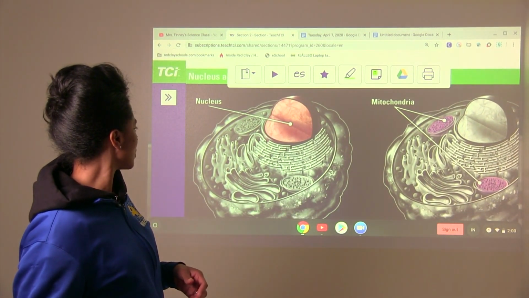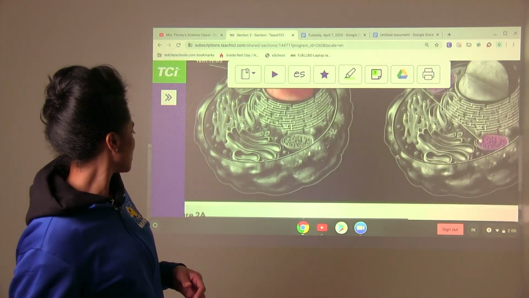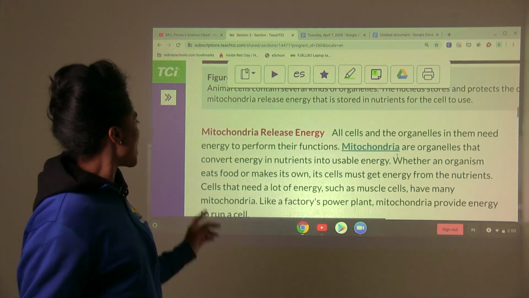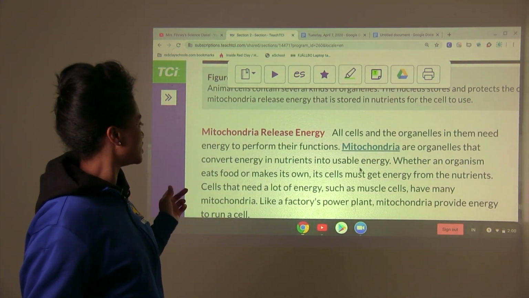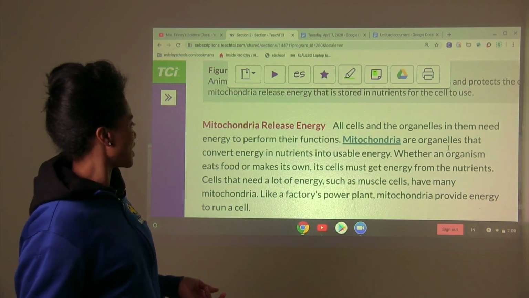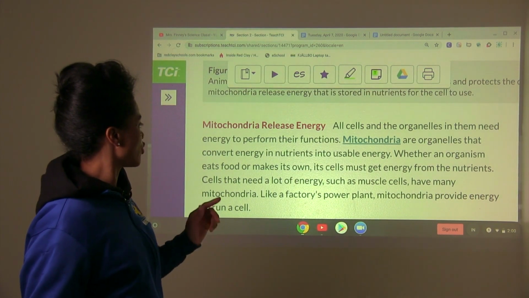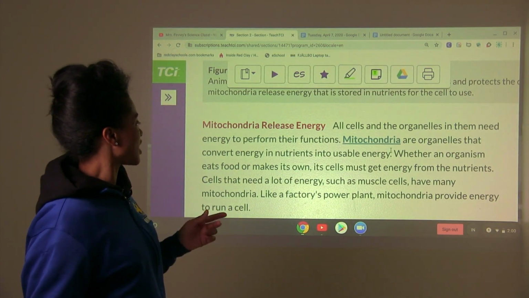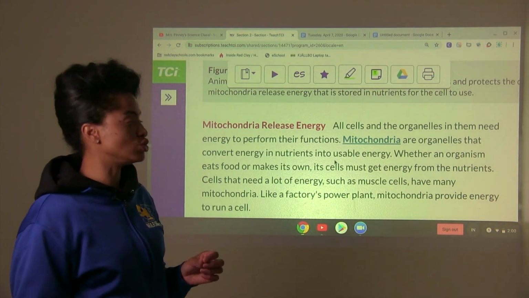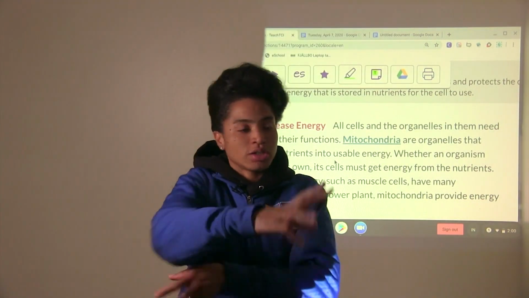Right now we're focused on the nucleus, so here's a picture of the nucleus. All right, let's look at the next one. Mitochondria release energy. All cells and the organelles in them need energy to perform their functions. Mitochondria are organelles that convert energy and nutrients into usable energy. They're converting the energy to usable energy.